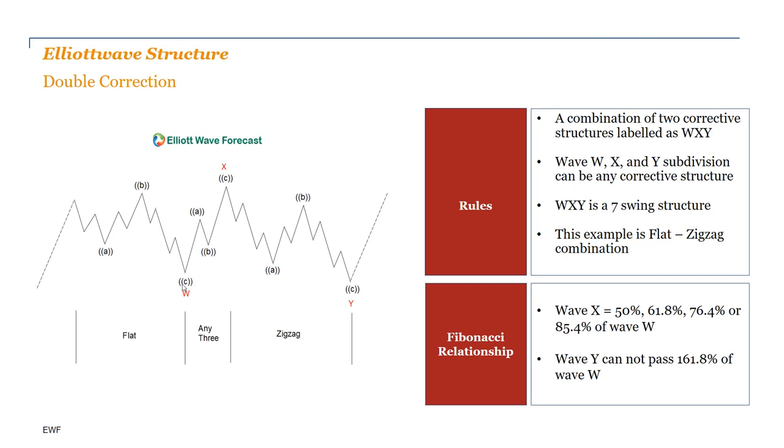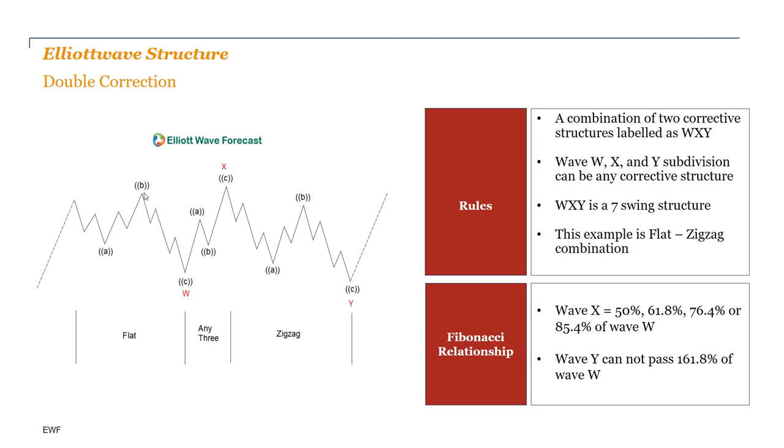And then we can see that the X wave is subdivided into a zigzag here, an ABC zigzag, and lastly the Y leg is subdivided into a zigzag. So we got a flat on the left side. If you have not seen the video about flat, you can watch it in other videos. But expanded flat, this is a 3-3-5 structure here, 3, 3 and then 5.